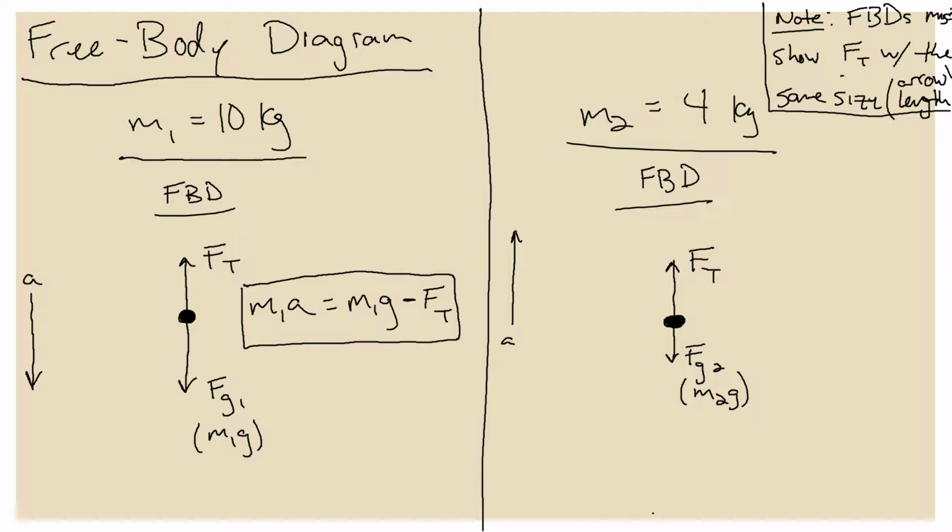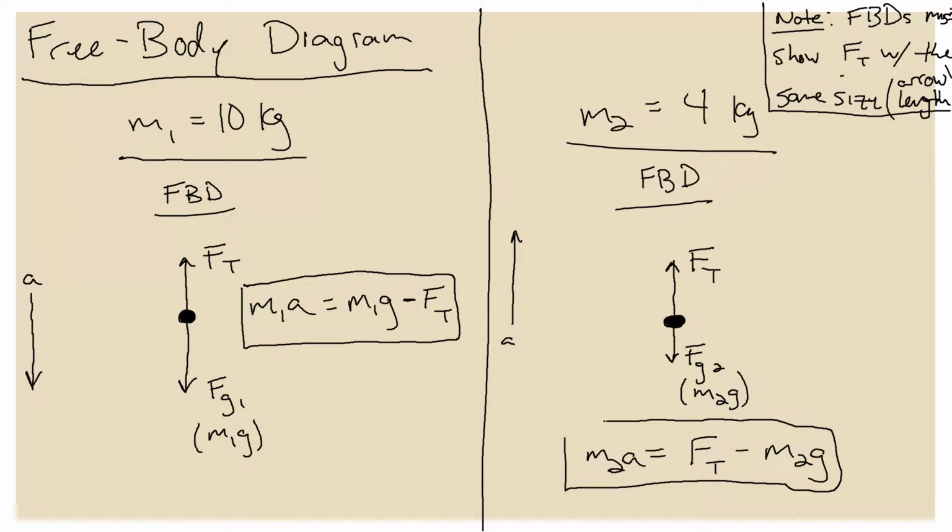For M2, I'll just go ahead and do this one down here. We have M2A, the net force, is equal to the forces going in the direction of the acceleration, that's FT, minus the force going in the opposite direction, which is M2G. And those are my equations.